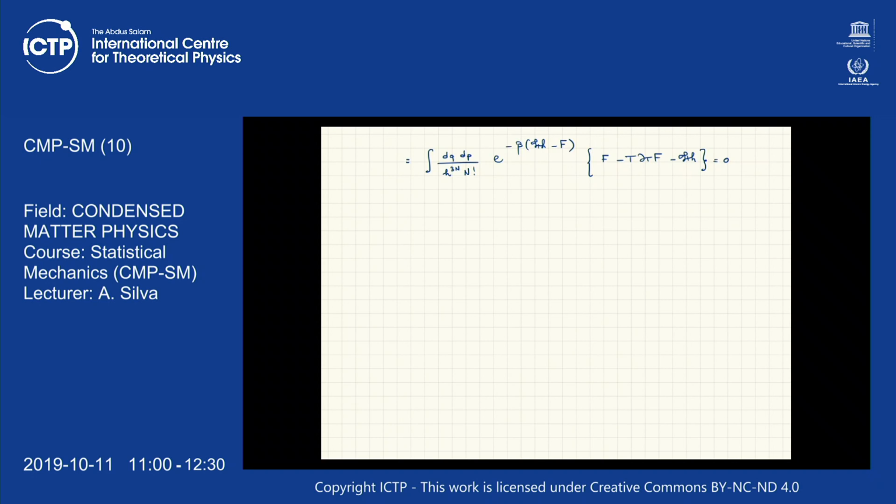because this means that F minus T dF/dT times the integral over dq dp h^(3N) e^(-β(H-F)), which is equal to 1, is equal to the expectation value of H, that is, the difference is equal to 0. And therefore, we just proved the statement we wanted to prove, QED, quantum electrodynamics. Okay?